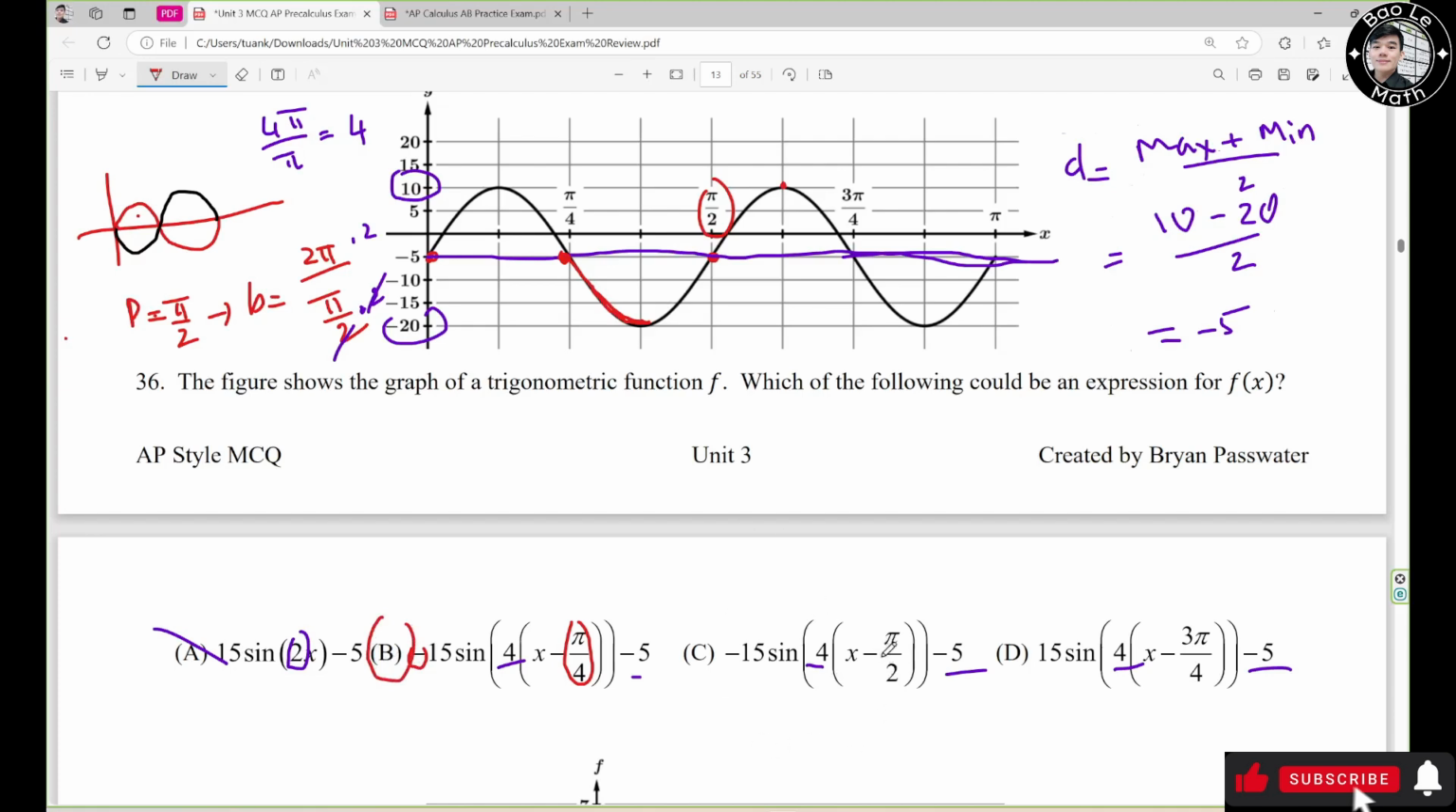Now we check this one right here. If we start the function from pi over 2, so pi over 2 right here, and then we go up to the maximum, there is no negative sign in front of the amplitude, but this guy has the negative sign, so this is wrong. Now, if we start the function from 3 pi over 4, which means we start from here, it goes down to the minimum first, so there is a reflection. If there is a reflection, it should have the negative sign in front of 15, but there is no negative sign here, so it makes answer choice D wrong. So the answer must be B.